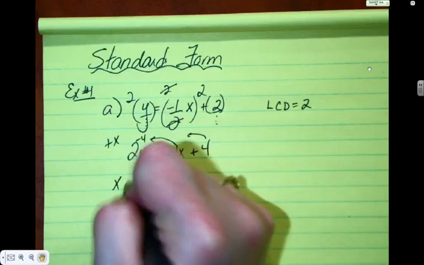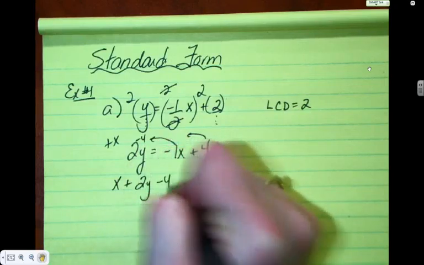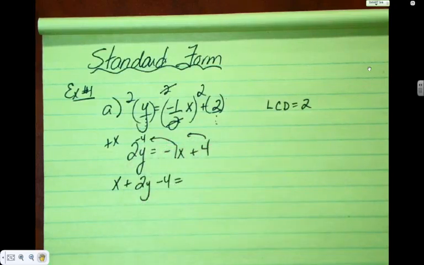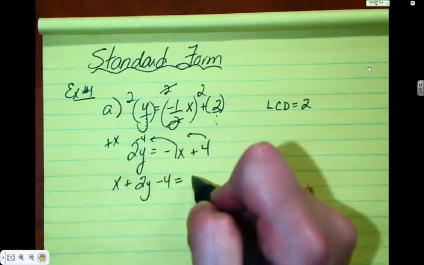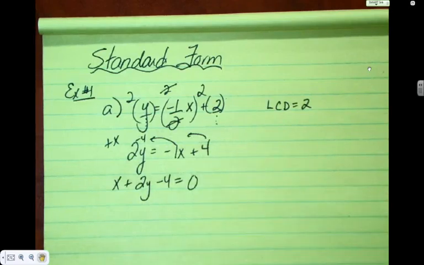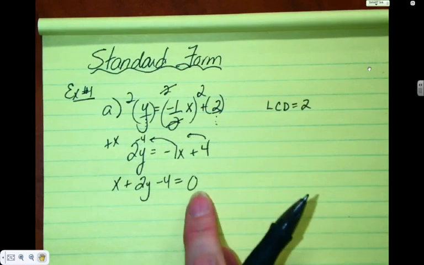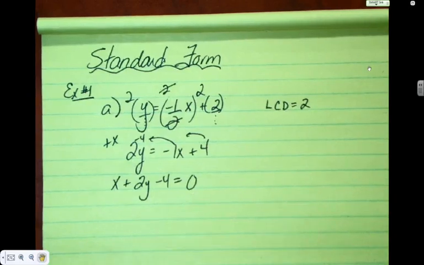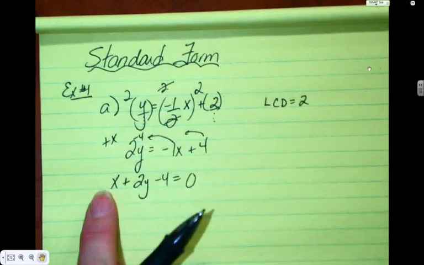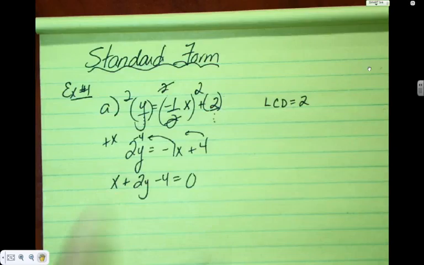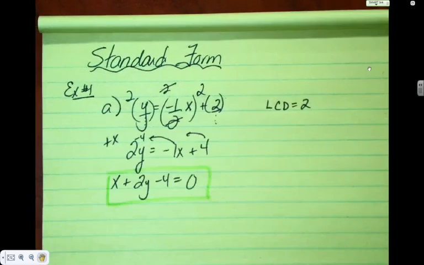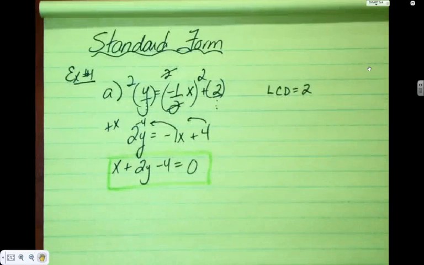So I've got x plus 2y minus 4. And on the right-hand side, 0. And you should have a 0 after step 3. If you don't have a 0, you've done something wrong. The last step, we just take a look at x. Is it negative? Then we're done. That's standard form of this line. Standard form for this one is x plus 2y minus 4 equals 0.